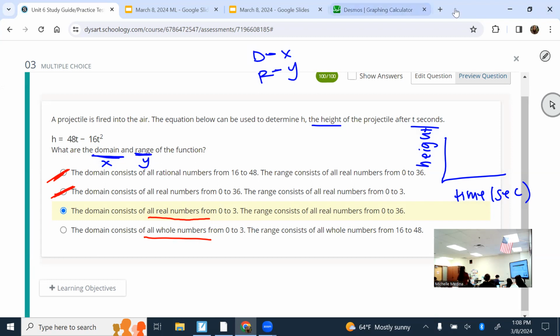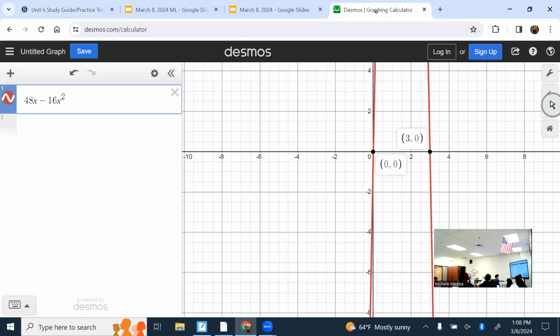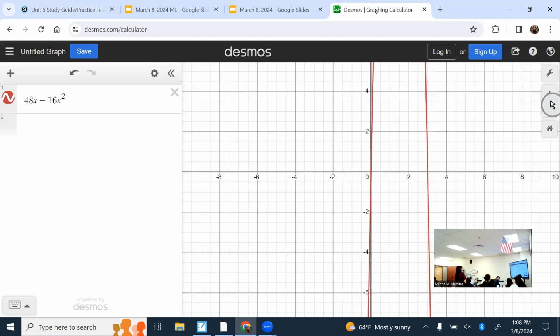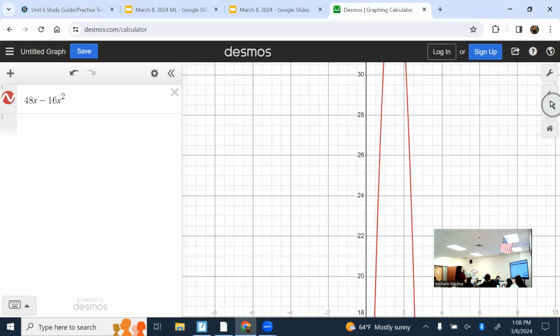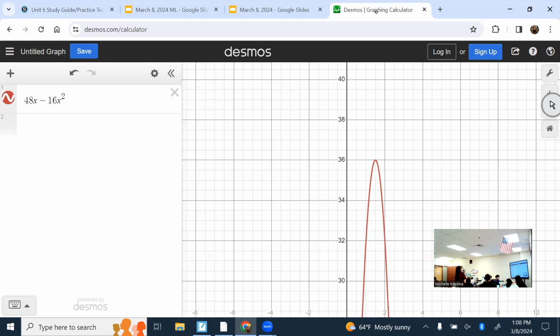But for the range, if you really wanted to be, it would only be reasonable to start at 0, not negatives for your height. And if you go up, you can see its maximum height is 36. And it reaches it at 1.5 seconds. So y is the height.